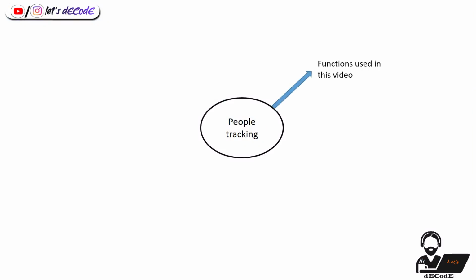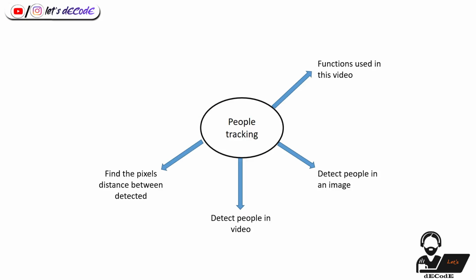First we will know the functions used. Then we detect people in an image. Later we detect people in video, followed by finding the distance between people to check whether they are safe or in danger. Finally, we save all the frames as a video. So without any delay, let's start our video.